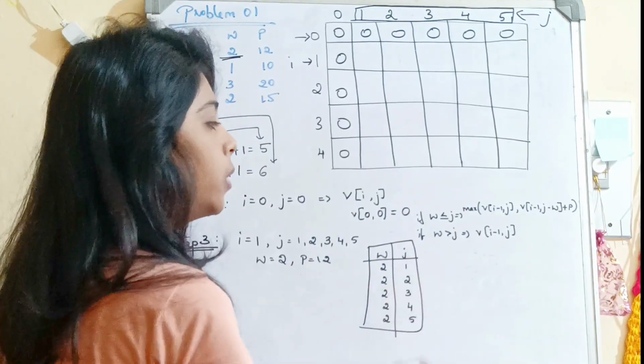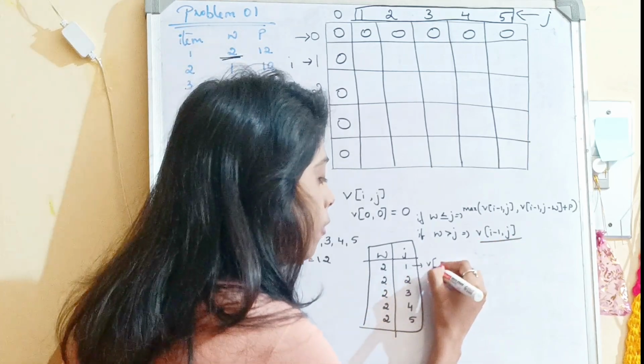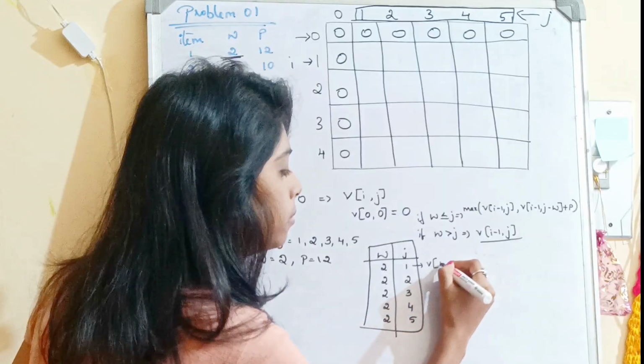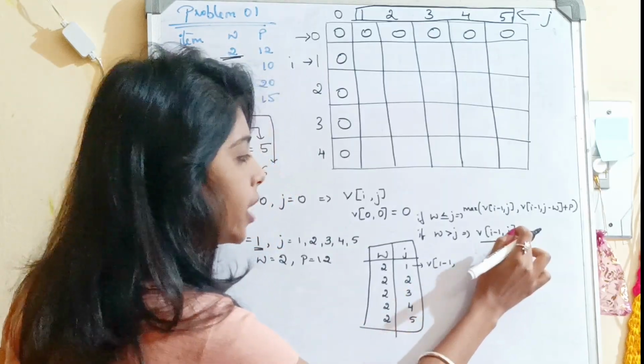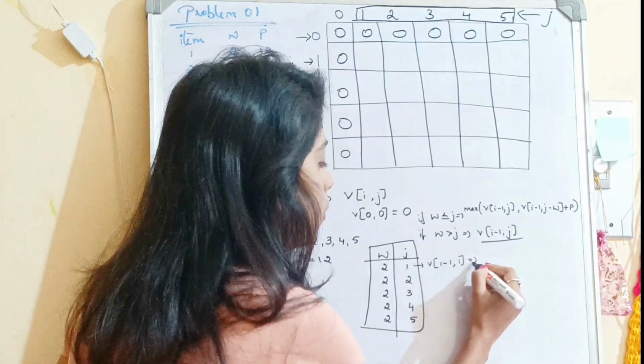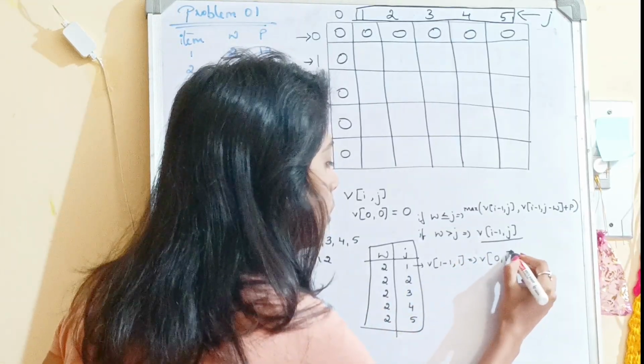Yes. So which formula do I need to use? I need to use this formula. So V of, what is I here? I is 1. 1 minus 1 comma J. What is J here? 1. Next, what will be the answer when I compute this? V of 0 comma 1.